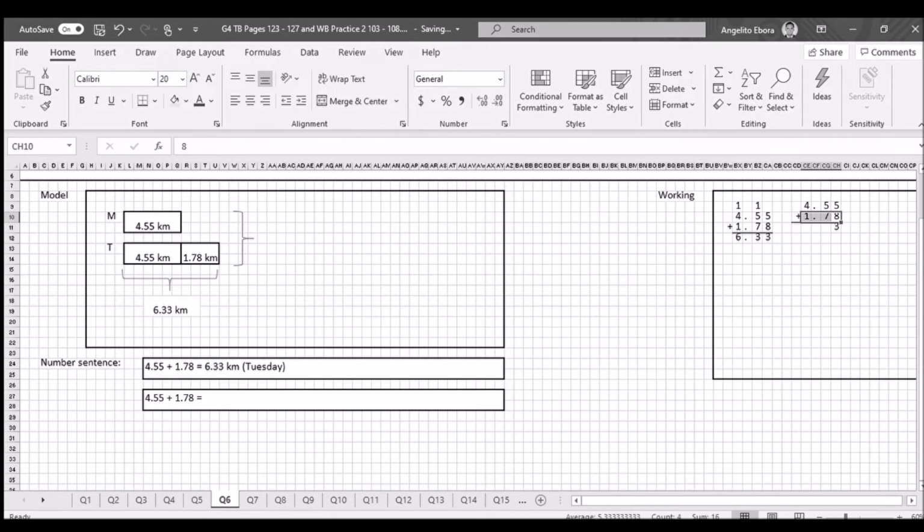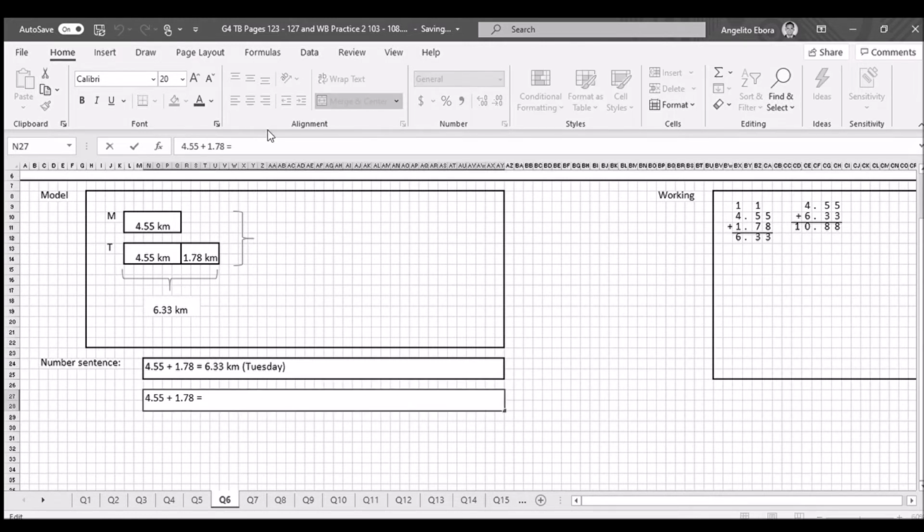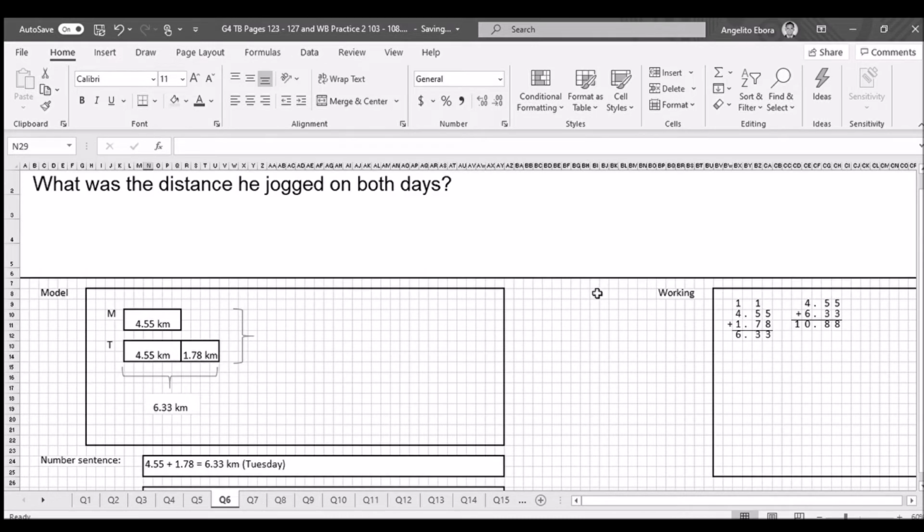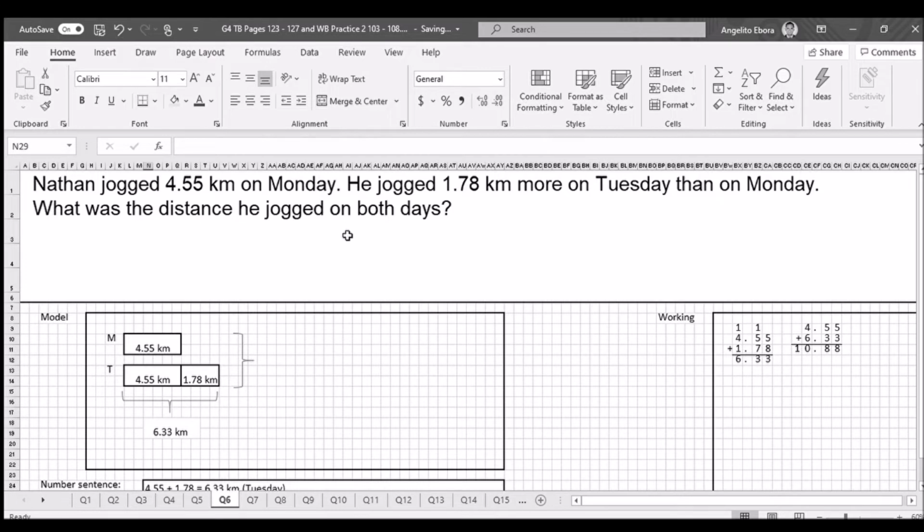So 4.55 plus 6.33. So 5 plus 3 is 8. 5 plus 3 is 8 again. Decimal point, so 4 plus 6 is 10. So we have 10.88 kilometers on both days. Okay, so we're done solving this.